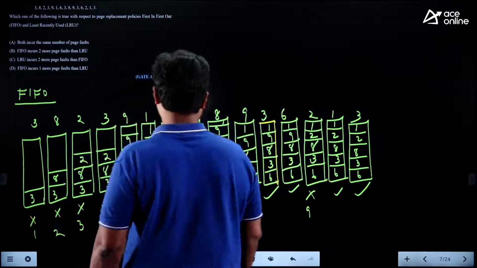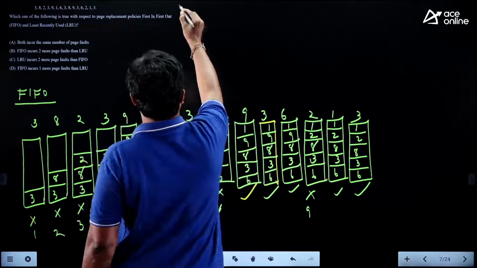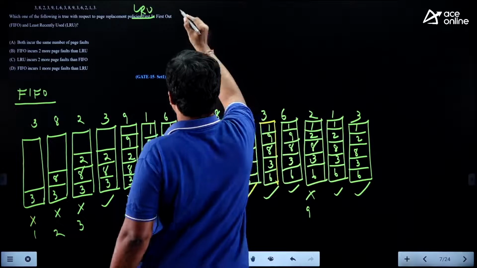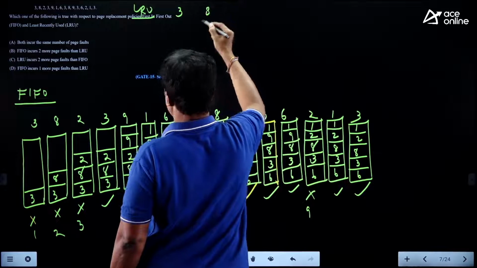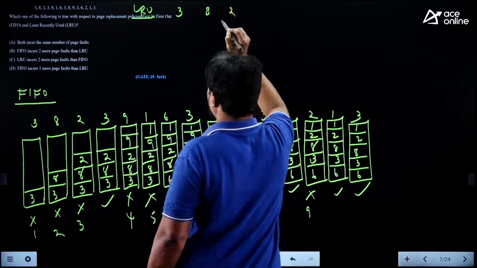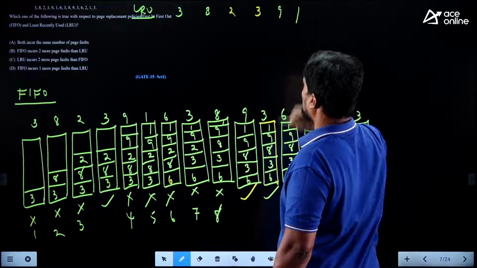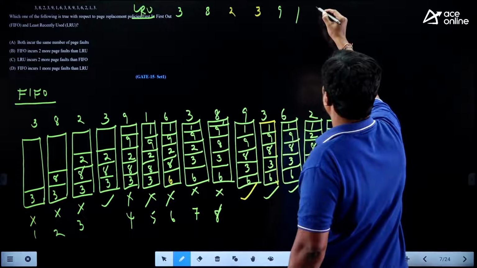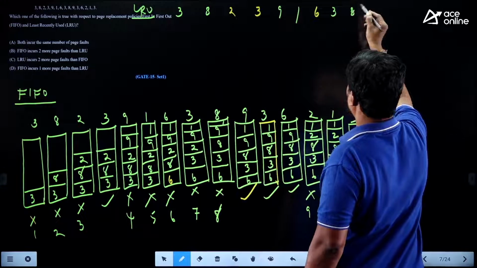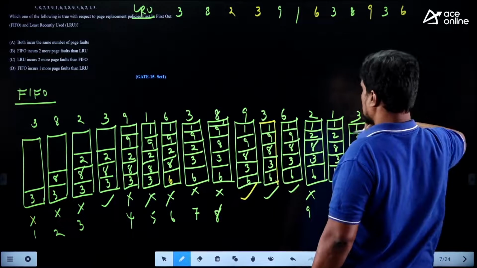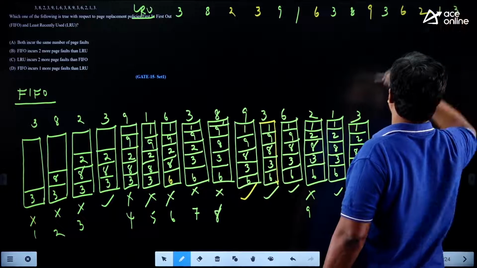So now let's consider LRU. I am considering LRU now, verify. So 3, 8, 2, 3, 9, 1, 6, 3, 8, 9, 3, 6, 2, 1 and 3.